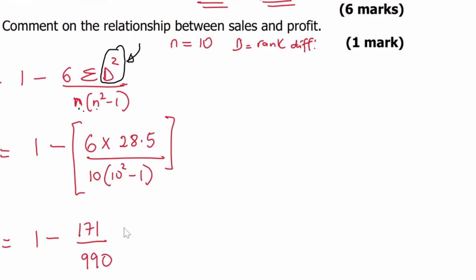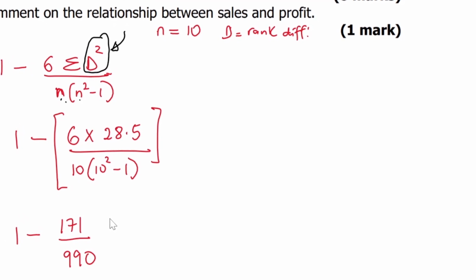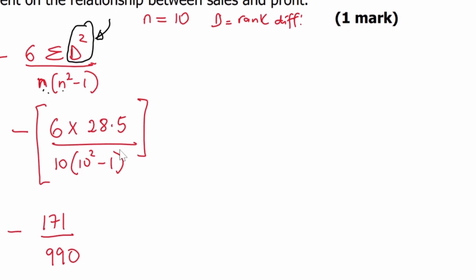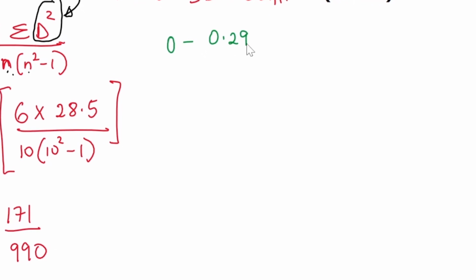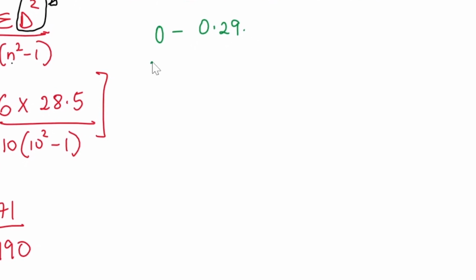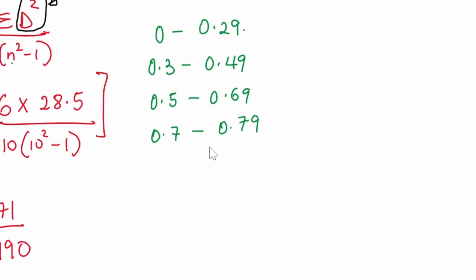When we are trying to comment on the rank correlation coefficient, we begin from 0 to 0.29, okay? Then we come to 0.3 to 0.49, then we go to 0.5 to 0.69. Are you seeing that it's easy to remember? 0.7 to 0.79. Then we have 0.8 up to 1.0. This is how it is.